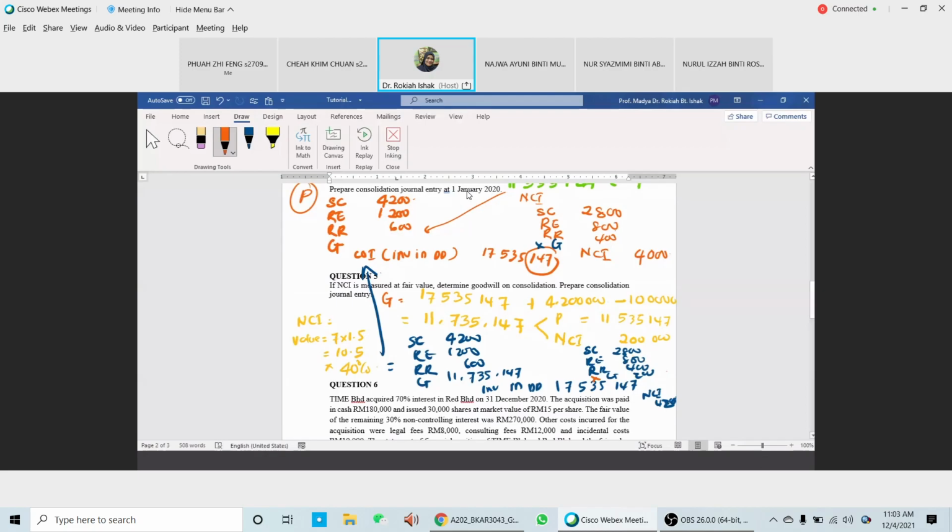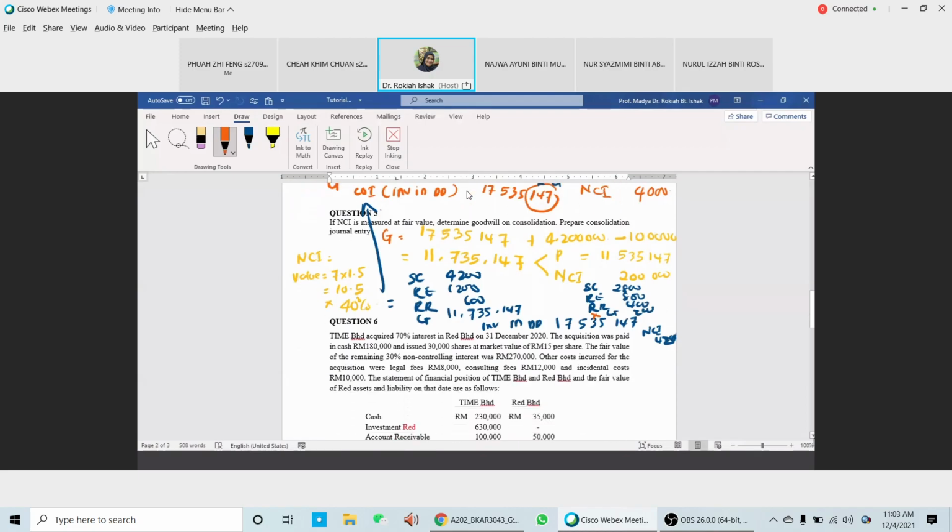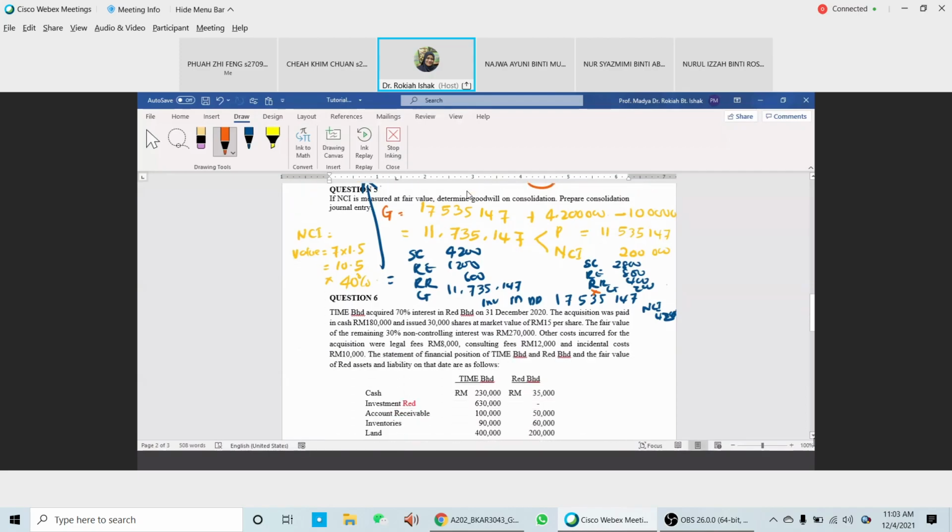Now we move to the next question. Question 6. If you have any question, please ask. Question 6 is quite a long question, so try to look at this one. Time acquired 70% interest in Red, which means the NCI holds the other 30%. The acquisition was paid in cash 180 and issued 30 shares at a market value of 15.